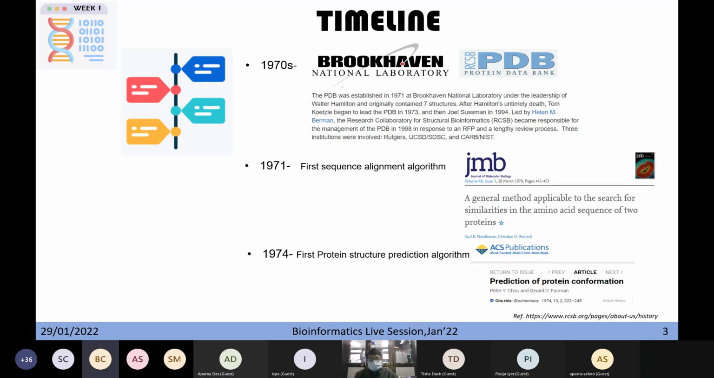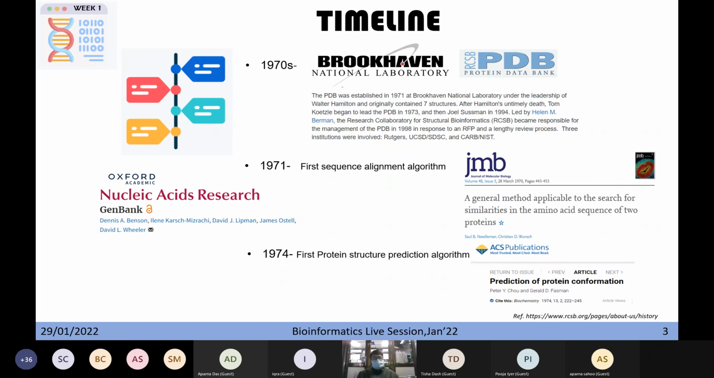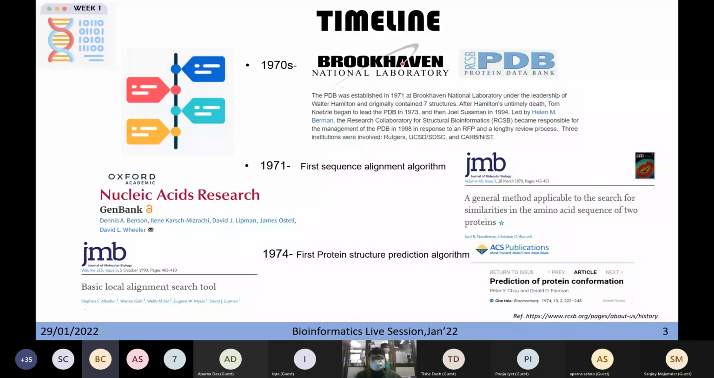So I am also just trying to give some basic things, because there are some engineering background students also. Protein can only function well if the structure is known. For that, the protein structure prediction algorithm was made by Chou and Fasman. Then came GenBank, which contains comprehensive nucleic acid sequences from all over the world. And then came BLAST, the Basic Local Alignment Search Tool, and the FASTA alignment tool.